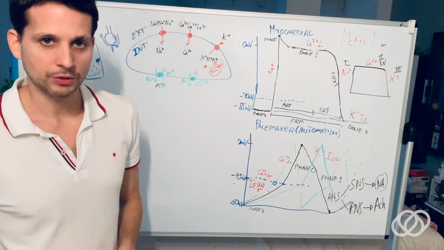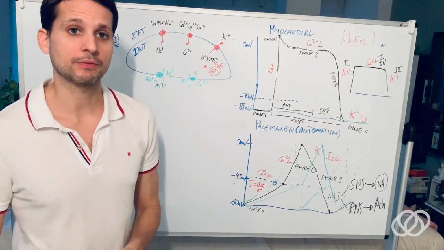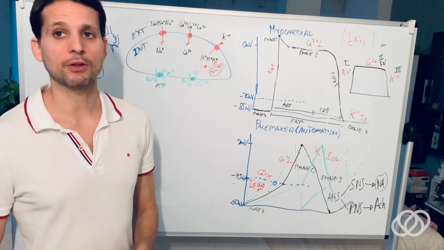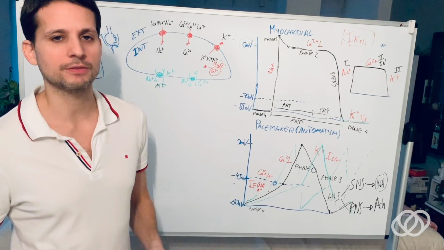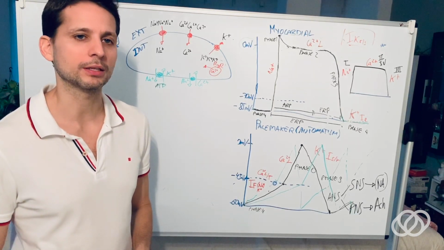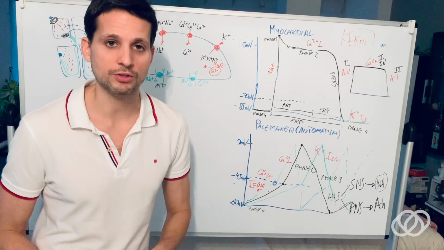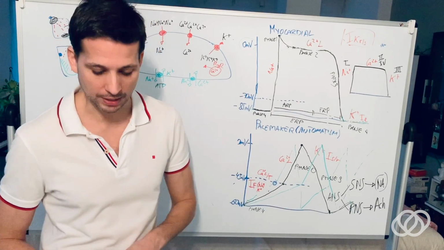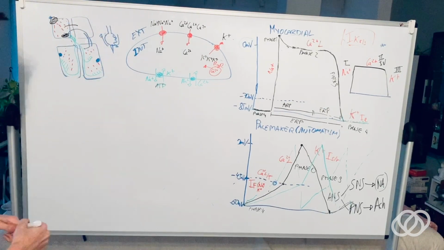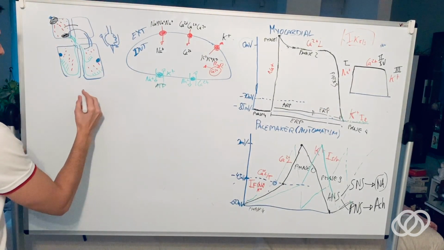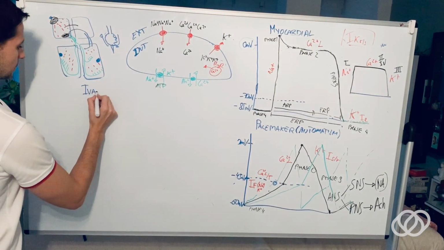Okay, finally we are going to talk about another drug that has recently been included in the classification of Vaughan Williams. We could say that it is like an update of the classic Vaughan Williams classification of anti-arrhythmic drugs. We also have to mention ivabradine.